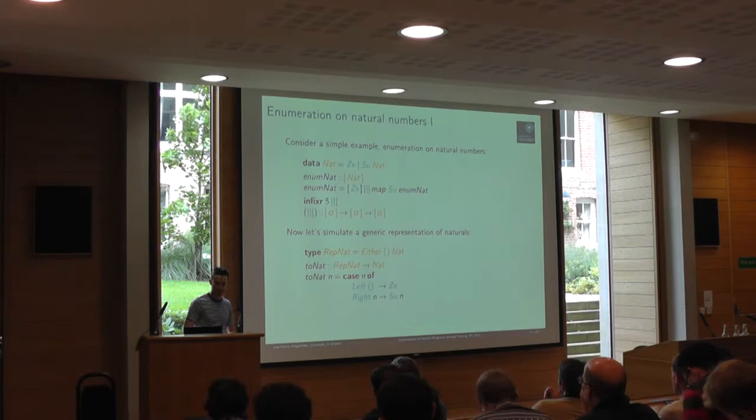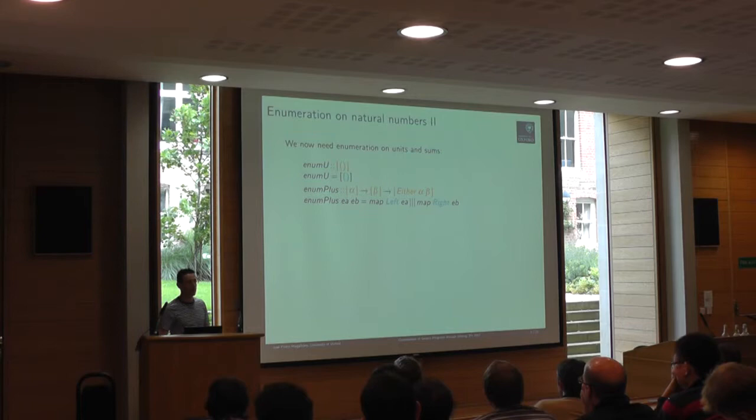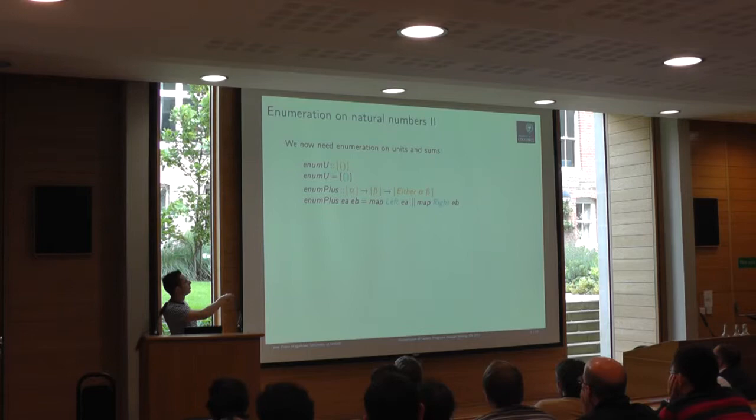With this in hand, to get enumeration on these representations, we now need enumeration on units and sums. Enumerating units is very simple, there's just one. Enumerating choices, you get an enumeration for the left and one for the right. You basically apply Left to the ones on the left, apply Right to the ones on the right, and you interleave them.